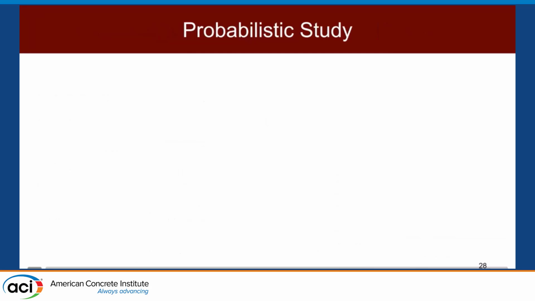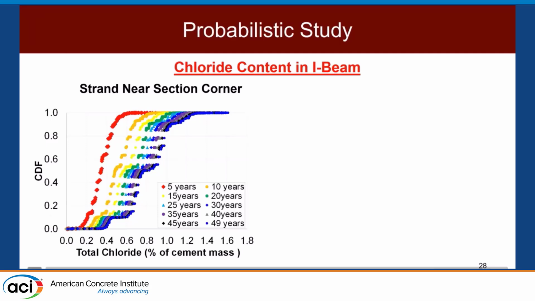Now, the final aspect that I wanted to mention is a probabilistic study that was actually also enabled by our analytical tools. This is a study which essentially relied on what we call a stochastic collocation approach. And long story short, what we are able to obtain is, let's say, probabilistic descriptions of some important decision variables. For instance, the chloride content in the I-beam.